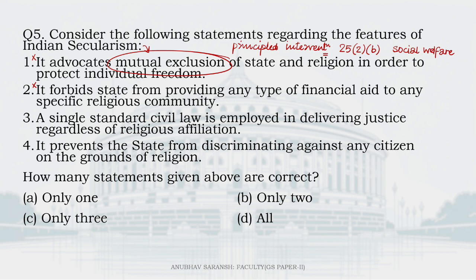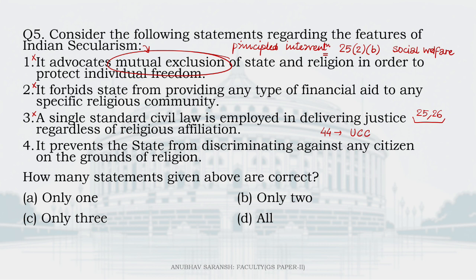3. A single standard civil law is employed in delivering justice regardless of religious affiliation. This is wrong. Though Article 44 expects that we should have a UCC, a Uniform Civil Code, but we also provide for the guarantee and promise under Article 25 and 26 to practice your religion. And so far, there is no UCC across the country. So 3 is also wrong.